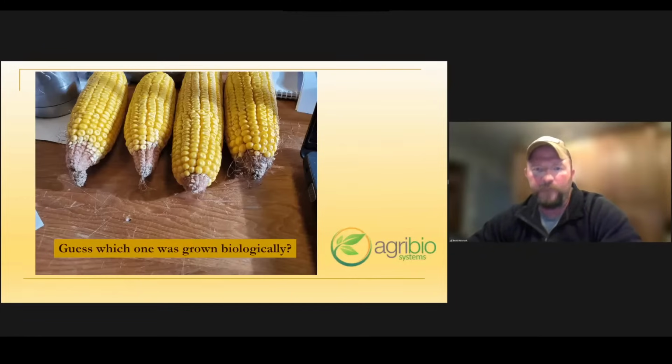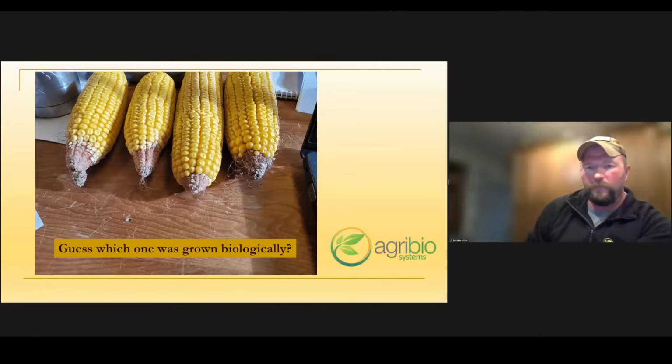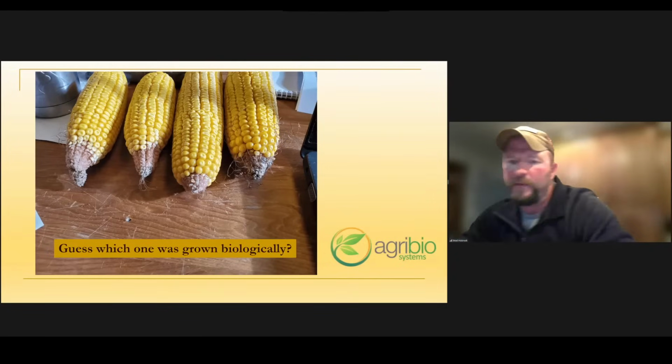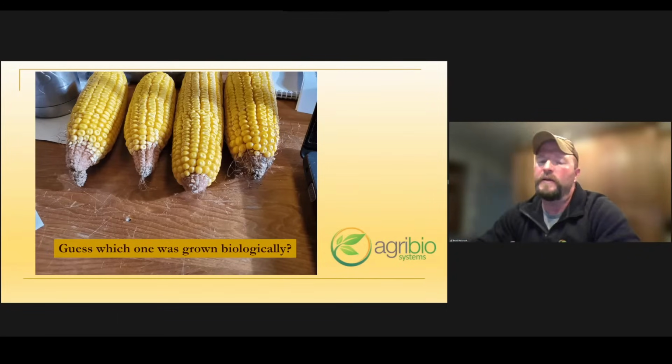This was a picture taken from one of, I believe, and Adam, you might be able to clarify, but I believe this was one of your fields as compared to a neighbor's, and I think this was 2 years ago. But the difference is extremely obvious here.